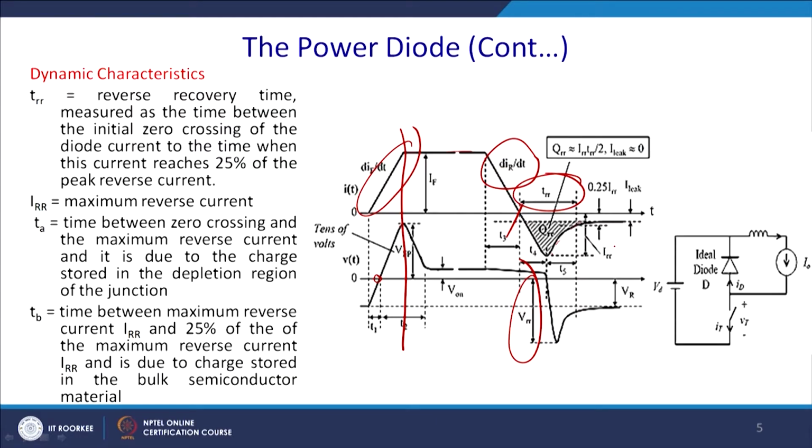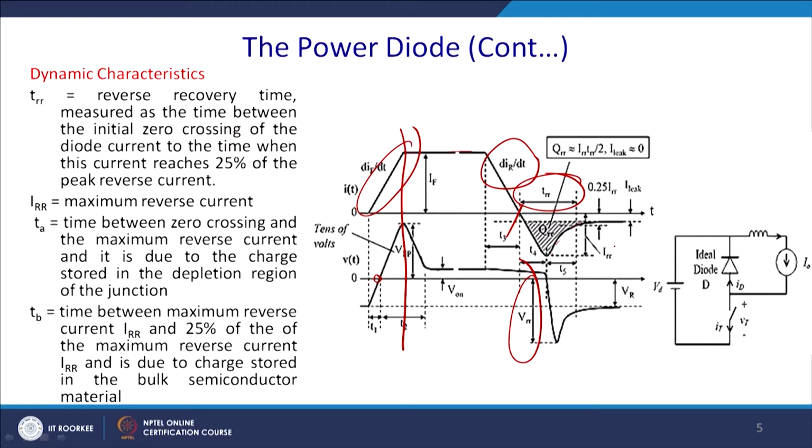After TRR, leakage current will flow through it, and the leakage current should be about one-fourth of the maximum reverse current, so it should be around 25%. So, this is the characteristic of the diode.